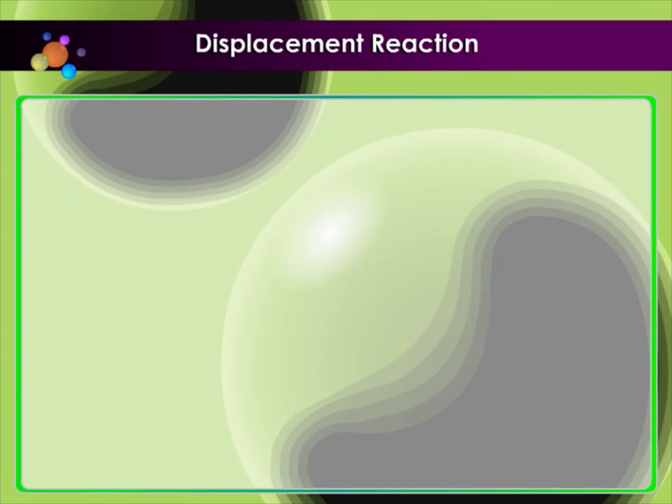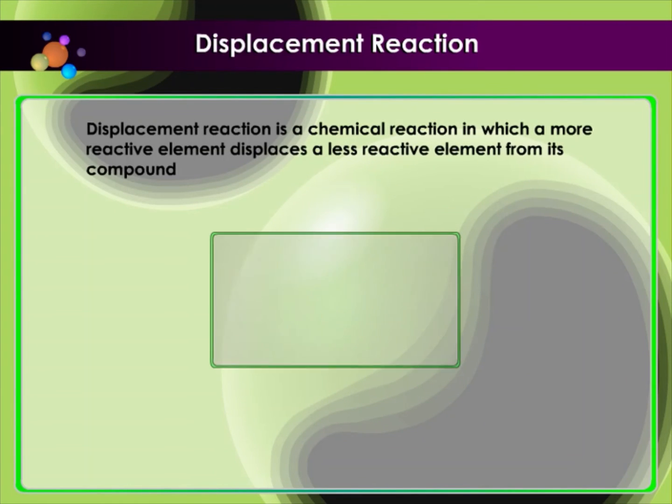Let's move on to displacement reaction. Displacement reaction is a chemical reaction in which a more reactive element displaces a less reactive element from its compound.